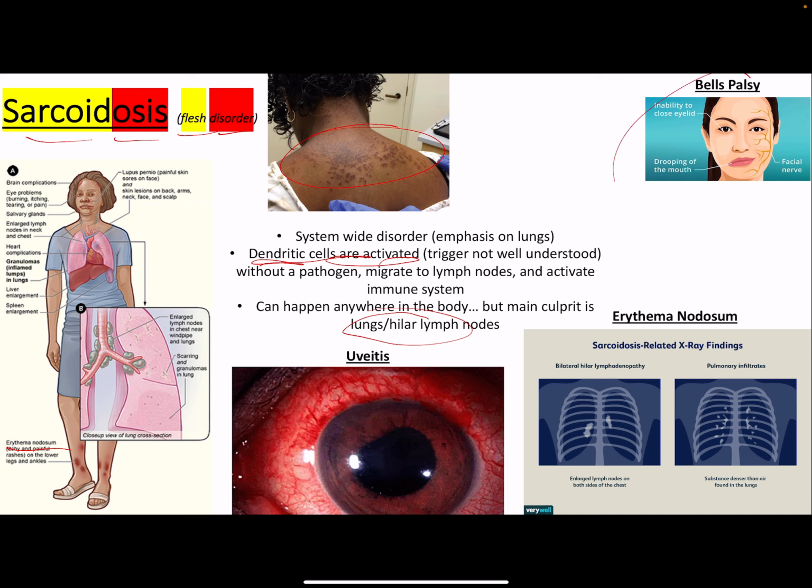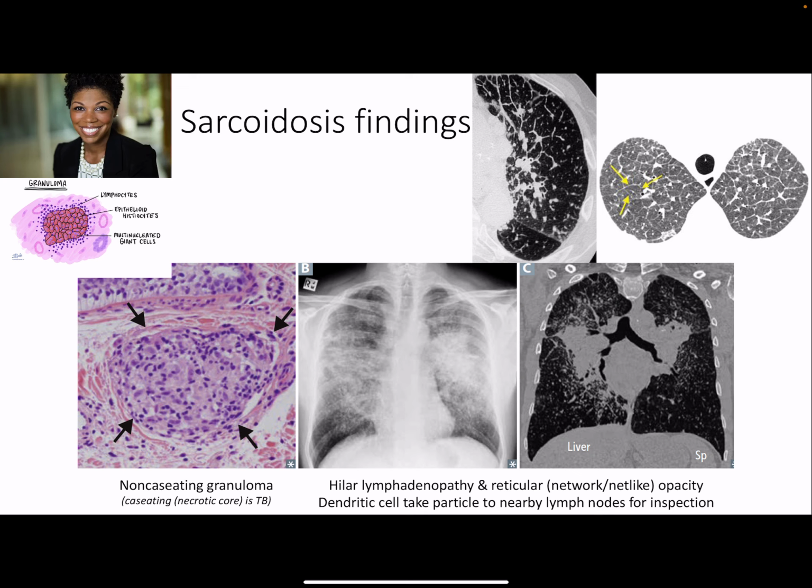Causes lots of symptoms: Bell's palsy, where the facial nerve is damaged. We get a drooping of the face. Inflammation of the eye, and erythema nodosum, which we've talked about. Sarcoidosis findings. So often this affects young Black women disproportionately. So look for that in the vignette.